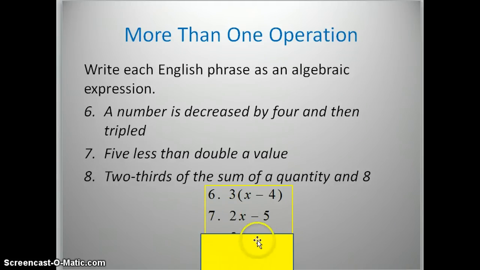And notice here we don't need any parentheses as we did for number 6, because the order of operations follows exactly what we want to happen in that expression.